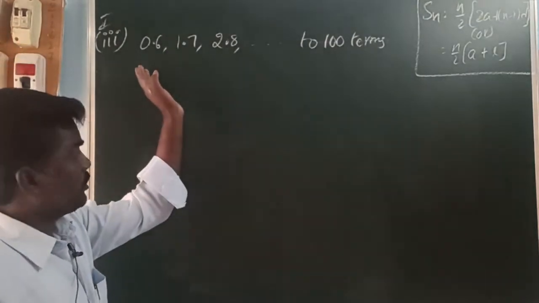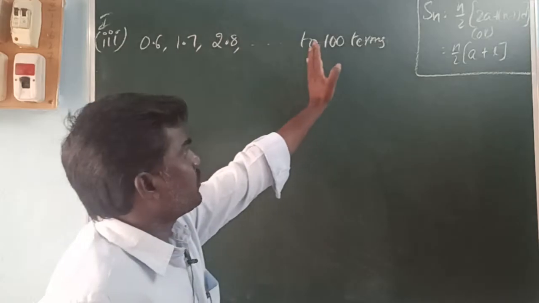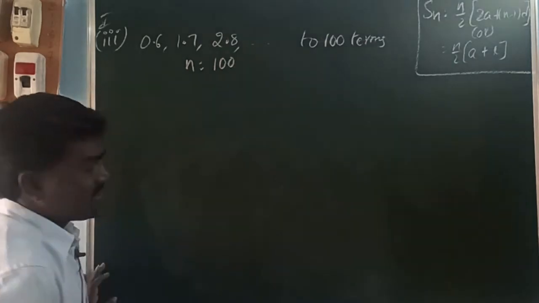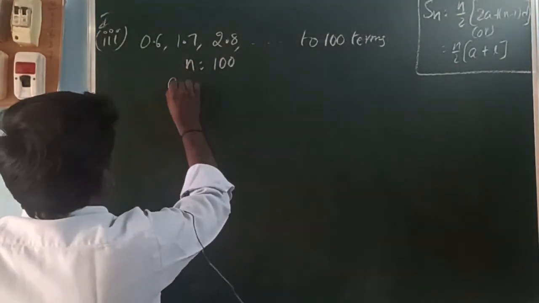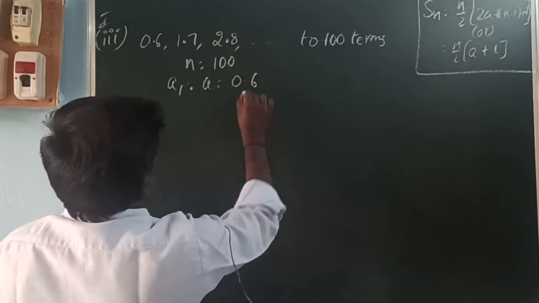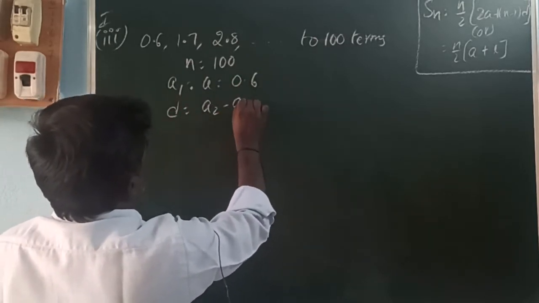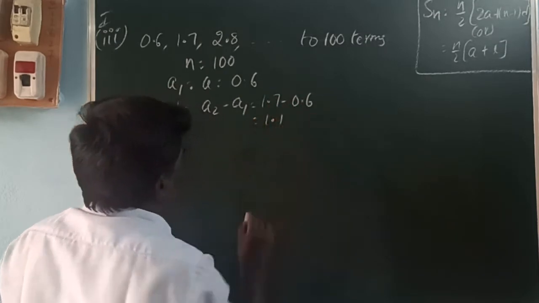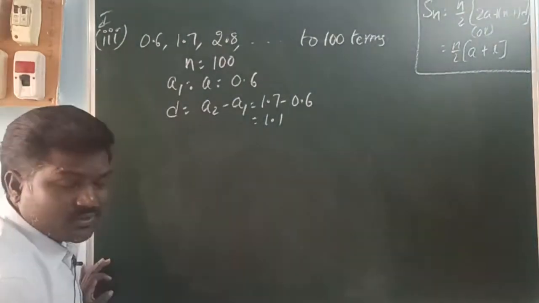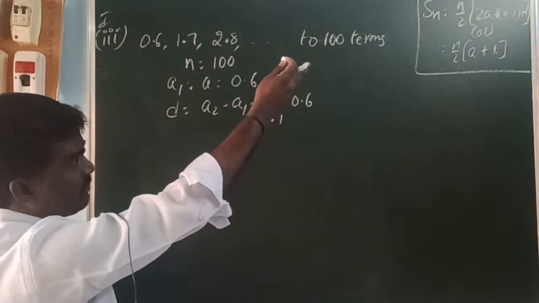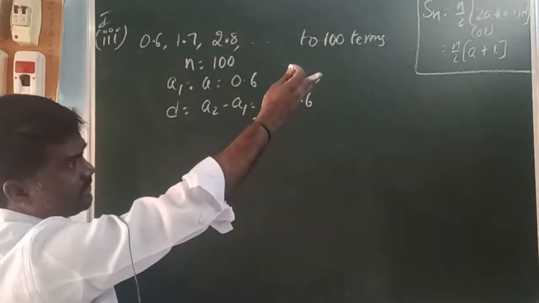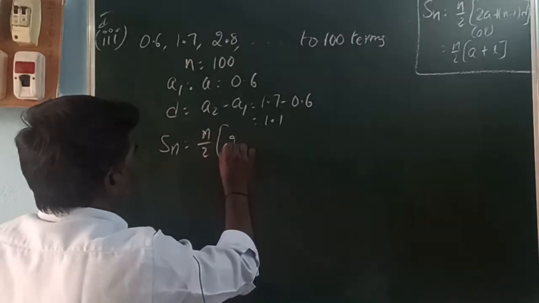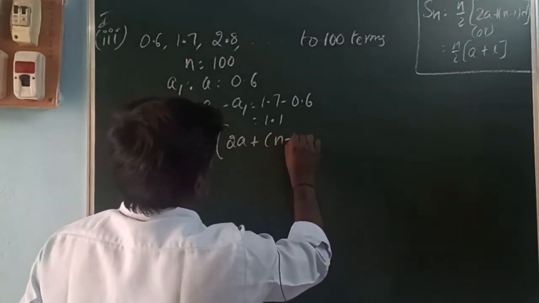Next, third one: 0.6, 1.7, 2.8 and so on, 100 terms. So here the given n is how much? 100. So they are asking for the sum of 100 terms. Here the first term is 0.6, common difference is a2 minus a1. So 1.7 minus 0.6, how much? 1.1. So which formula can you use? Find the 100 terms by using the formula Sn is equal to n by 2 of 2a plus (n minus 1) into d.